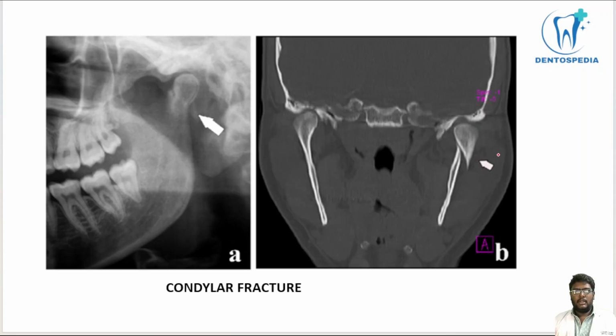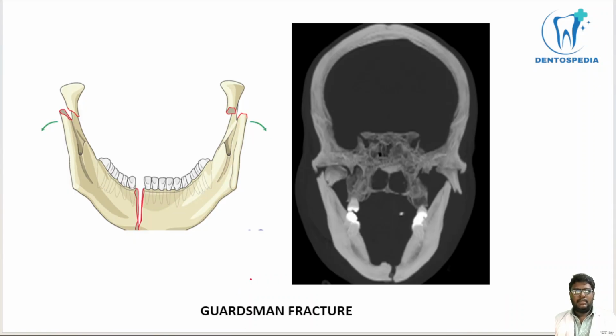Here you can see the condylar fractures. This is a CT scan coronal view. Here you can see the fracture line, and this is a lateral skull view. Here you can see the mandibular condylar fracture. And this fracture is called Guerin fracture, where you can see the symphysis fracture and bilateral condylar fracture, and this pattern of fracture is called Guerin fracture.